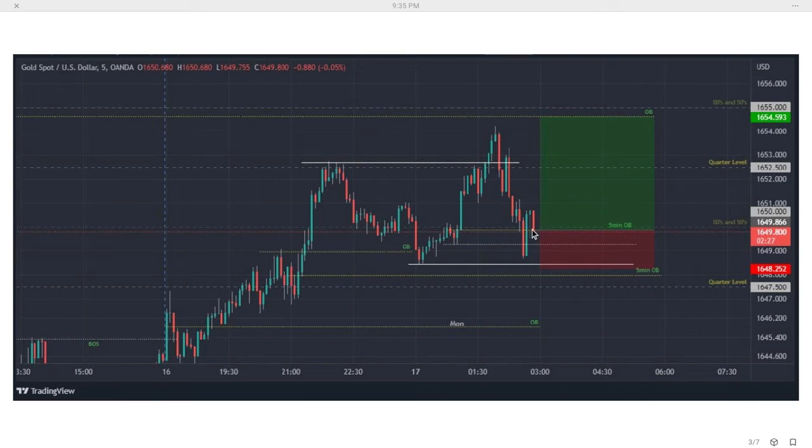I decided to enter it here because it was a better R&R, but otherwise you can enter it right after the 3CP completes, which is after this bullish pin bar. Either way, you still get a good R&R that's above one. Please excuse me, I stay near a busy road, so once in a while you will hear cars passing through. And let's continue with our chart analysis here.